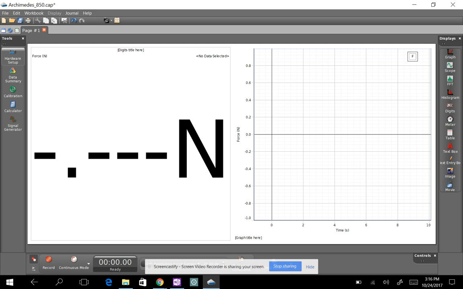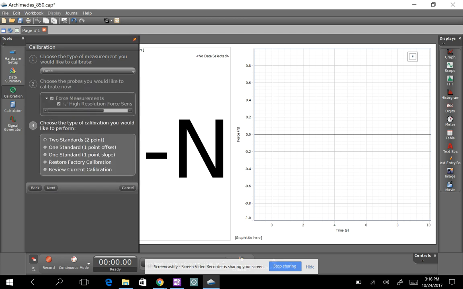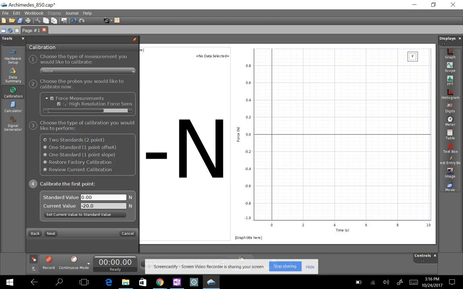So we need to calibrate the force sensor. So you go to calibration. Notice it's selected force sensor because it's our only sensor. Go to next. And we want the two standards, which is the one that's automatically selected. Go to next. Standard value for the first one, 0. Now comes where we have to be a little bit careful.